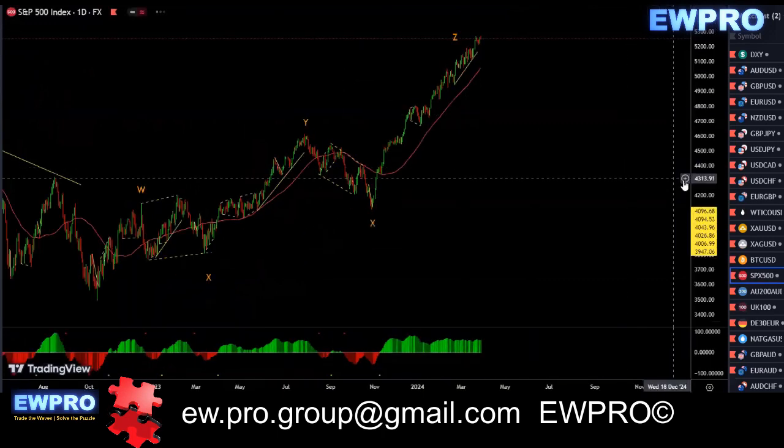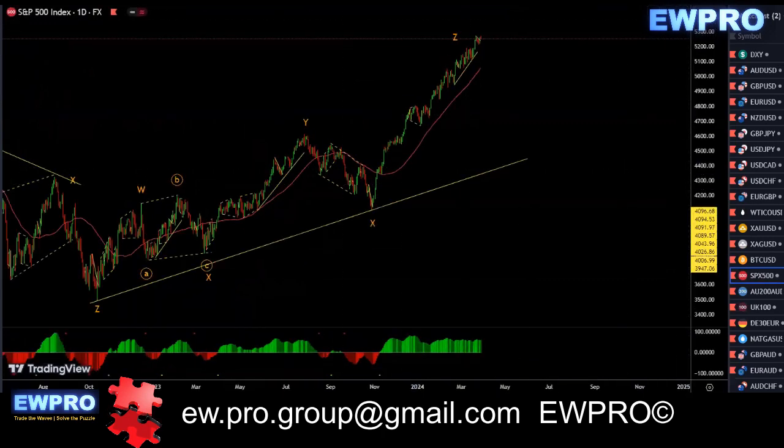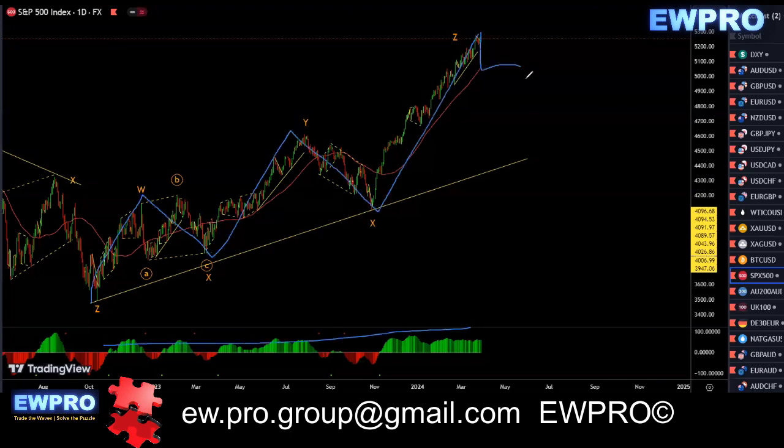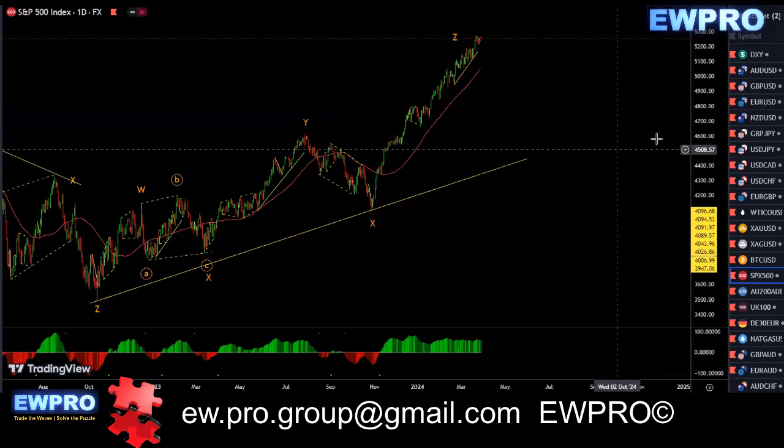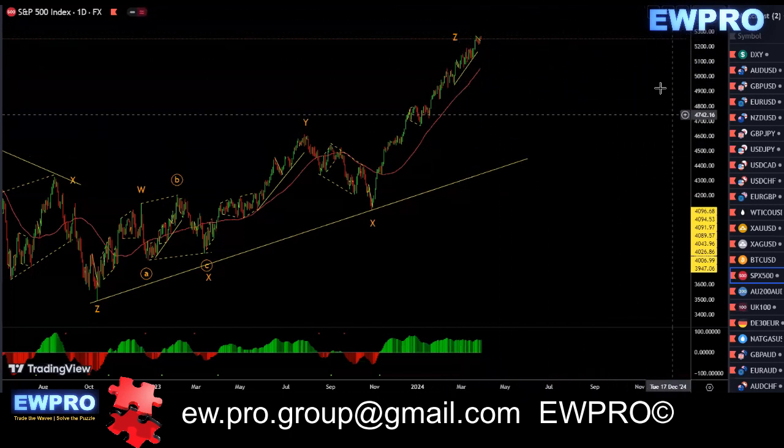S&P 500, we got the 5 up, we got that W, X, Y, X2, and we got that wave Z up. We lost all the bearish divergence, so again, I'm just waiting for a larger correction in here before we get more upside. Again, I'm really only looking for sells, selling into that daily correction.